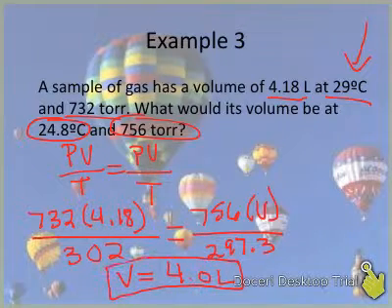So just because we know about the ideal gas law doesn't mean we're always going to be using this. This is a perfect example. Right off the bat, we knew not to use PV equals nRT because our conditions were changing. As soon as you see that they're changing for some reason, other gas laws.